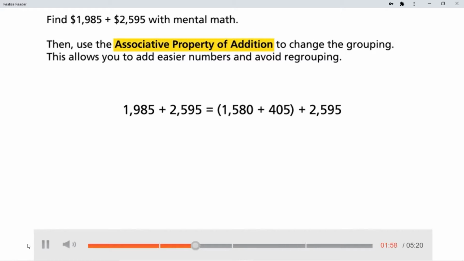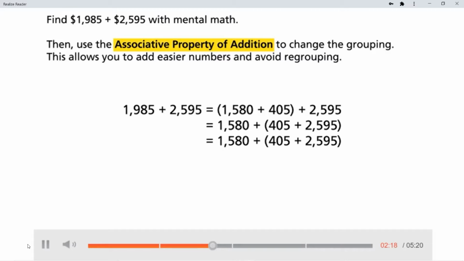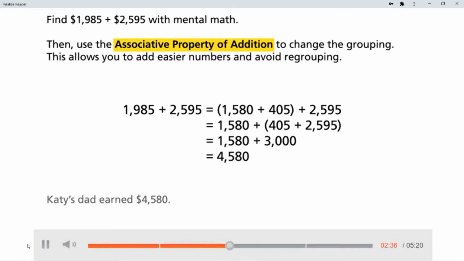Then use the associative property of addition to change the grouping. This allows you to add easier numbers and avoid regrouping. The sum is equal to 1,580 plus 405 plus 2,595. 405 plus 2,595 equals 3,000. So the sum is equal to 1,580 plus 3,000. 1,580 plus 3,000 equals 4,580. Katie's dad earned $4,580.